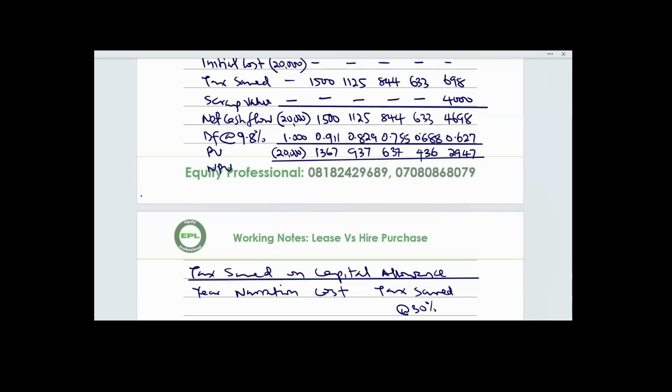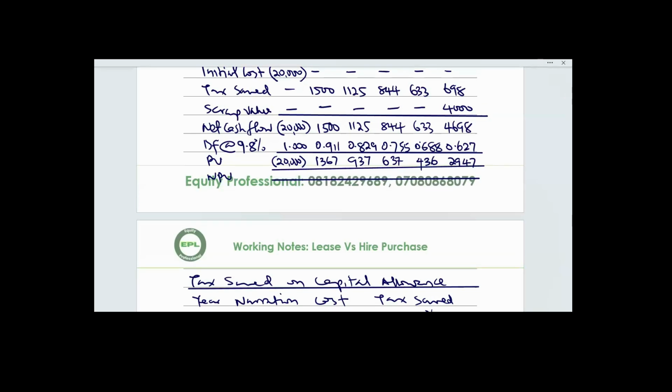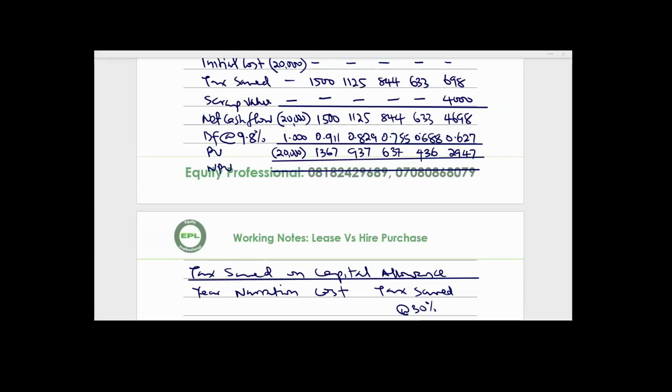So let's add up. Final answer, what do you have? This one is supposed to be 933, not 937, for year 2. 1125 multiplied by 0.829, 933, correct. And year 5 is supposed to be 2946, not 2947. That is 4698 multiplied by 0.627. Yeah, 2946. Error of mind.